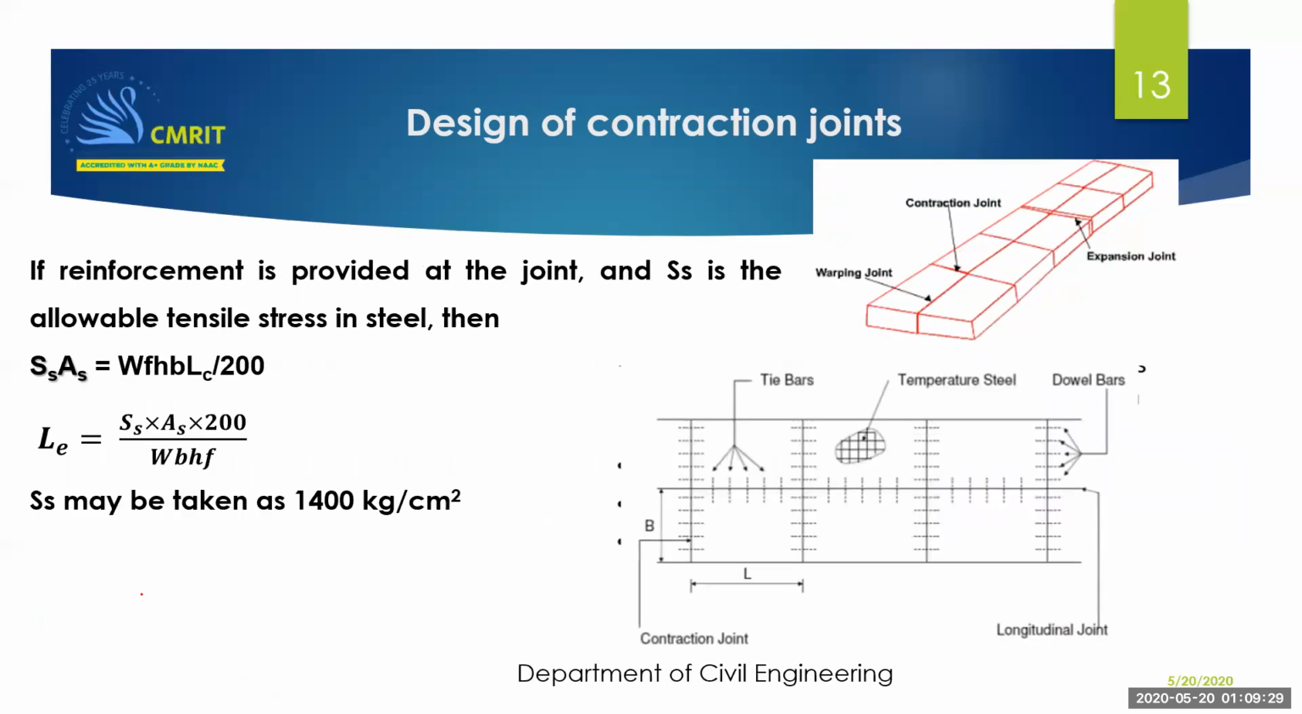On the other hand, suppose you have already provided reinforcement over there. In that case, we just have to find the reinforcement area, and that reinforcement will resist the friction force. If SS is the tensile stress in the steel and AS is its area, you can find out the length of the contraction joint. It's not LE, it is LC, because it is the length of the contraction joint. SS may be taken as 1400 kg per centimeter square, assuming plain bars.